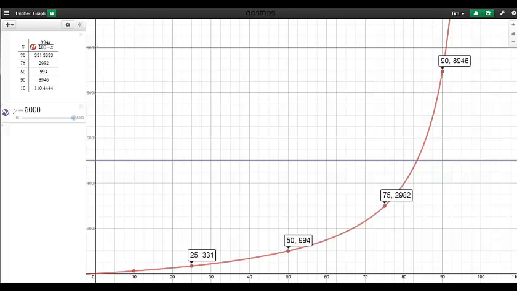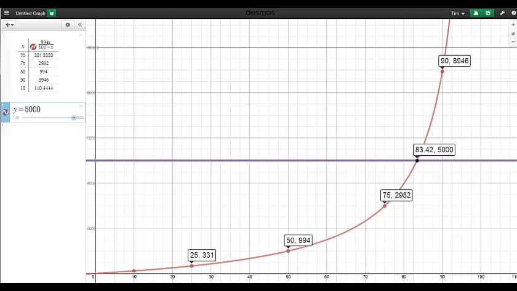Now, if you were using your calculator, you could actually just graph this line, y equals 5,000, put a second function on your graph, and then look for the intersection. And there's the intersection at 5,000, 83.42.